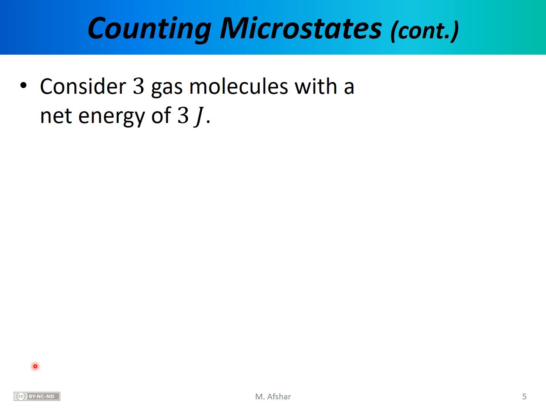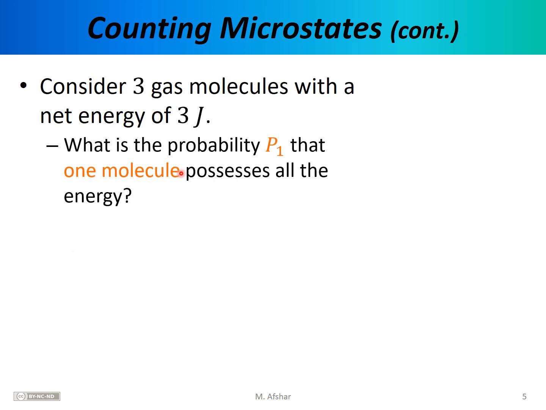Let's consider another simple example. Consider 3 gas molecules with a net or total energy of 3 joules. So we have a system that consists of only 3 molecules, and the total energy of the system is 3 joules. Of course, those 3 joules can be distributed in different ways among the 3 gas molecules. One question that we might be interested in answering is the following. What is the probability, let's call it P1, that one molecule possesses all of the energy? In other words, we want to calculate the probability that basically 2 of the molecules have 0 energy and 1 of the molecules has 3 joules of energy.